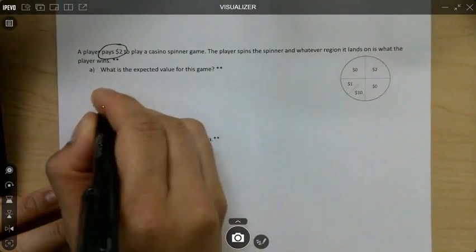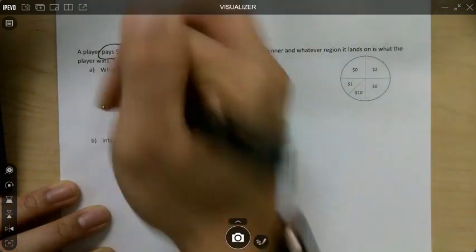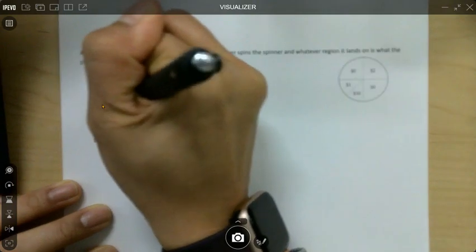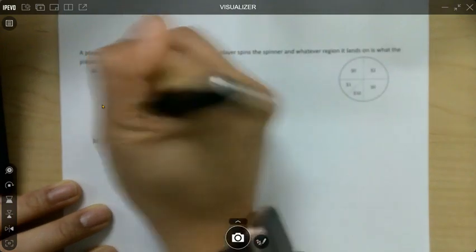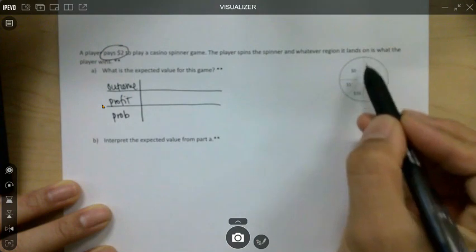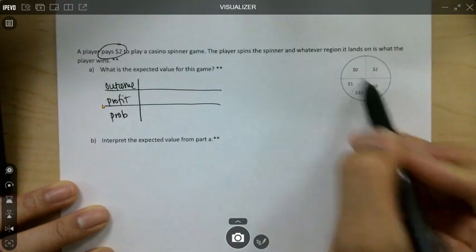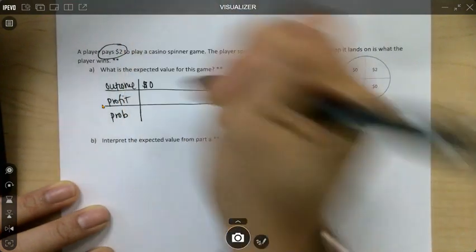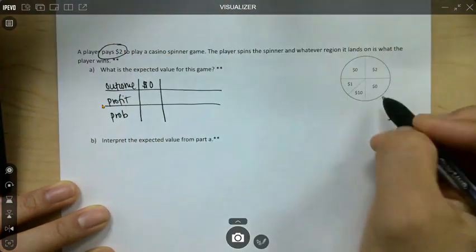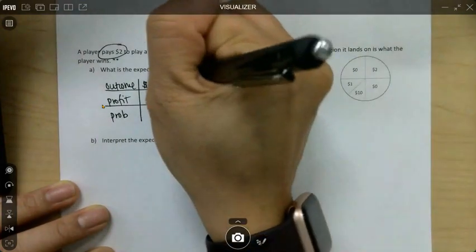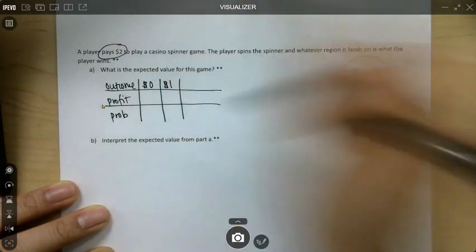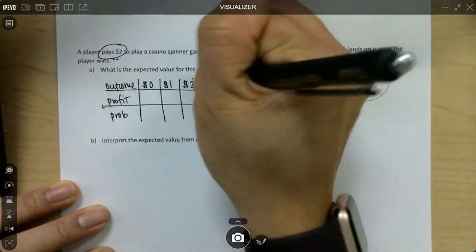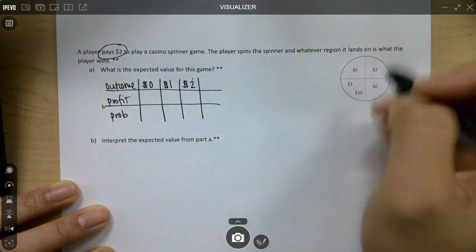So our table consists of 3 rows. It's the outcome, the profit, and then the probability. If we look at the different outcomes, we'll start with the lowest amount. So they can land on 0. They can land on 1. They can land on 2. And they can land on 10.